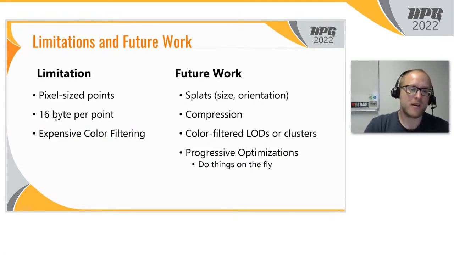We are also still using 16 bytes per point right now. So we'd like to take a look at compression algorithms that can be decoded fast at runtime. And we're hoping that maybe there's something that could compress points down to 1 byte or 2 bytes per point so that we could fit up to 10 billion points on a GPU. Also, color filtering is quite expensive right now, but if you're using LOD structures, you could do color filtering in lower levels of detail. So there's also some optimizations that could be done here to make it faster and look nicer.